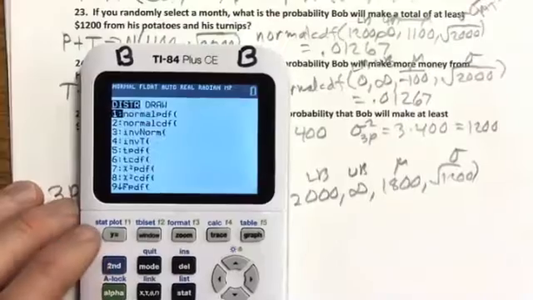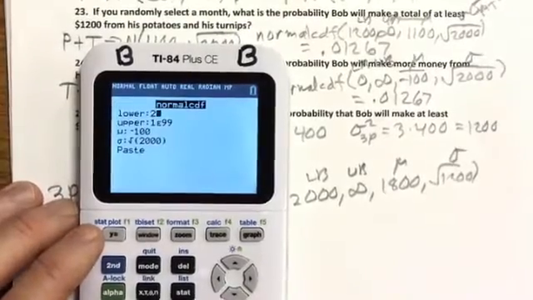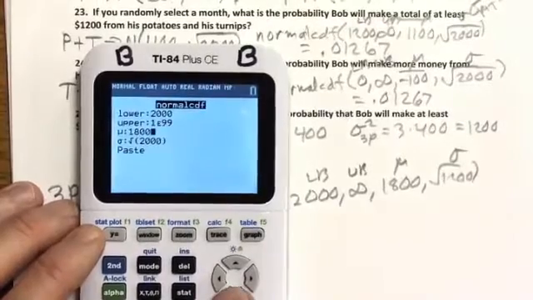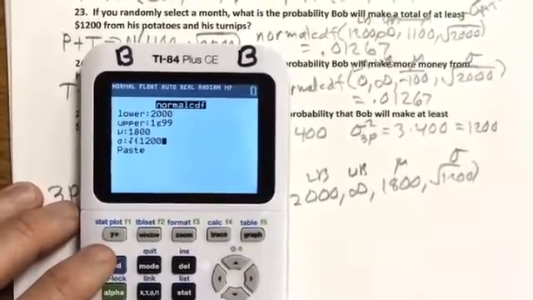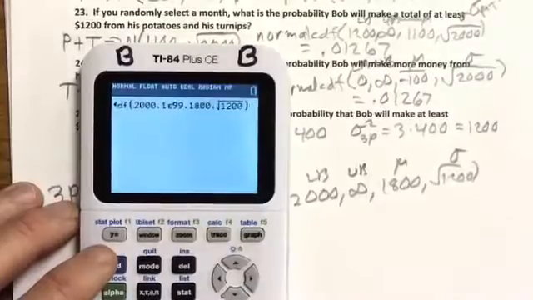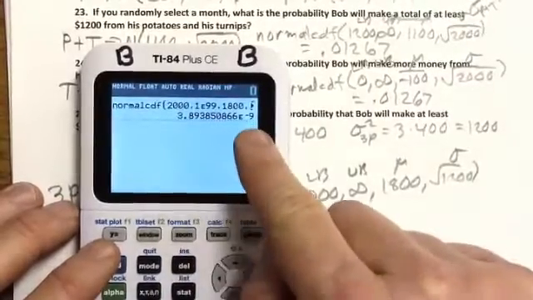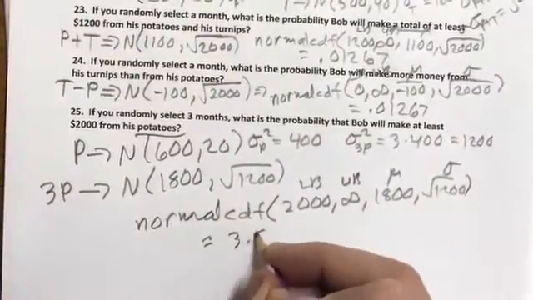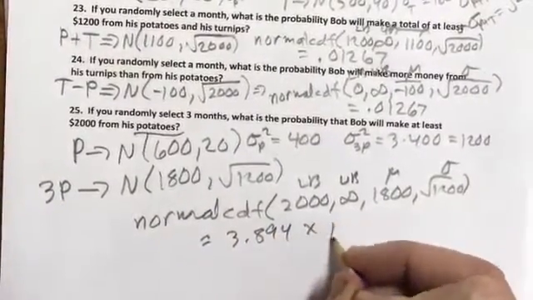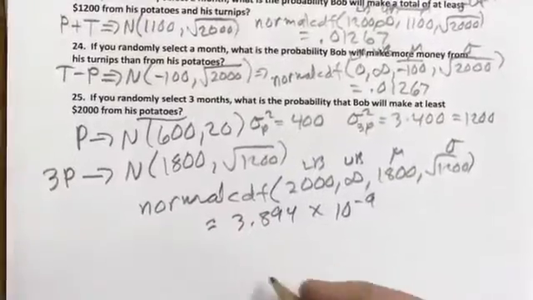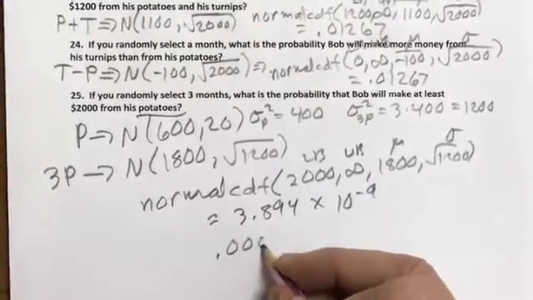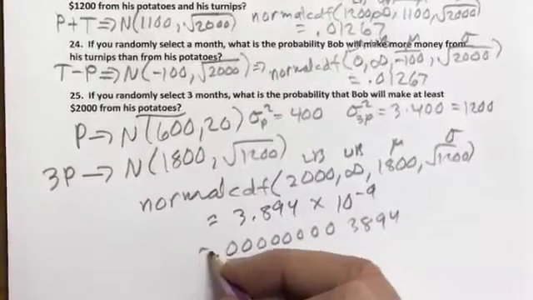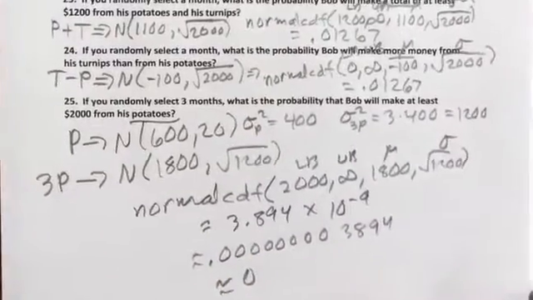So we would go second distribution, normal CDF, 2,000 to infinity, and then 1,800, and then the square root of 1,200. Boom, look at that number: 3.89 times 10 to the negative 9th. So that would be approximately equal to 3.894 times 10 to the negative 9th. In other words, 0.0 with 8 zeros. 1, 2, 3, 4, 5, 6, 7, 8, then 3.894. In other words, basically 0. It's extremely unlikely to happen.